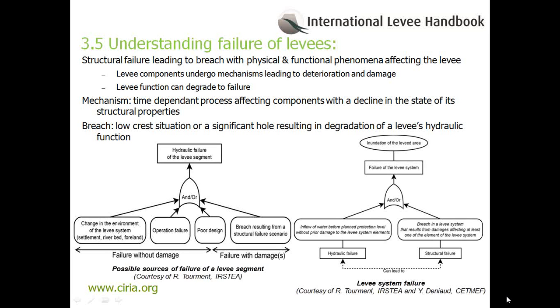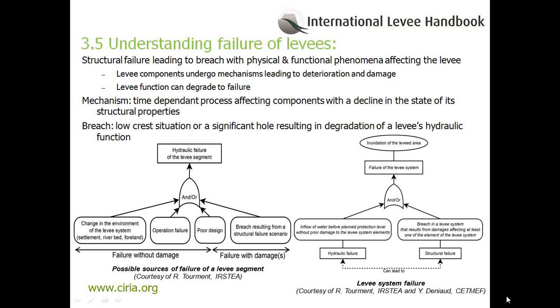A mechanism is a time-dependent physical process that affects the levee component and involves a decline in the state of its structural properties. It can result in the deterioration and damage of one or more physical levee components. Deterioration and damage can lead to a breach, which is a low crest situation or a significant hole in the defense system. Breach is an ultimate degradation of a hydraulic function of the levee or a paroxysmal state of levee failure resulting from a quick collapse of the levee structure.